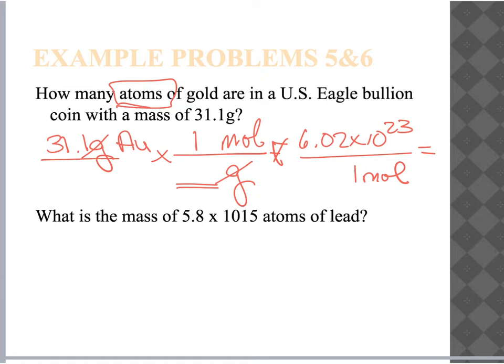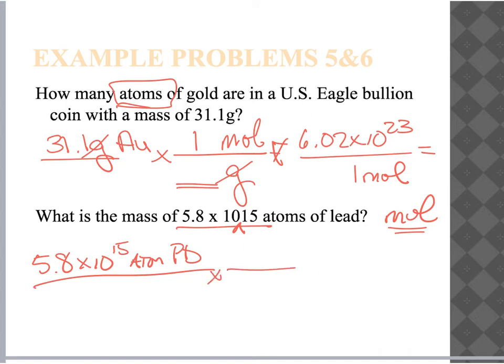Now, the next one that I have here is the mass of this many atoms of lead. So again, notice I'm going from mass to atoms, which means the center point of my conversion factor is going to be moles. And again, this is to the power of 15 here. 5.8 times 10 to the 15th atoms of lead, which is Pb.